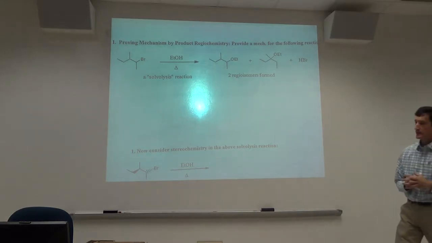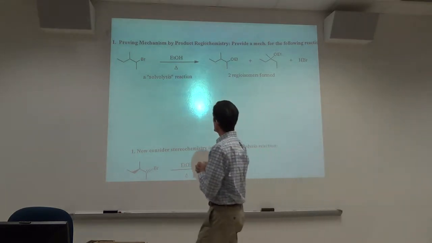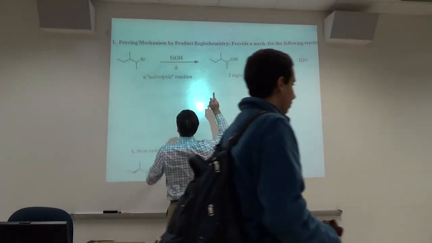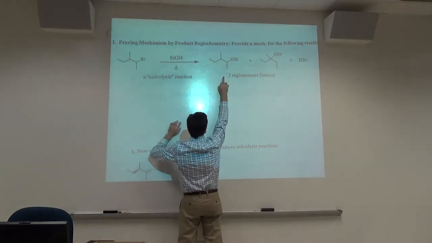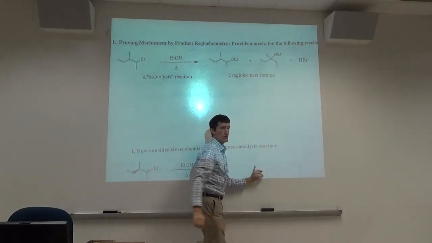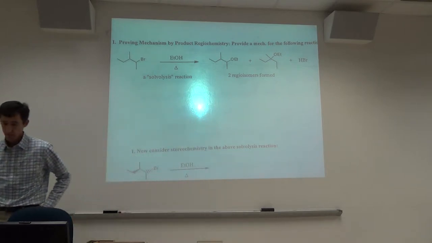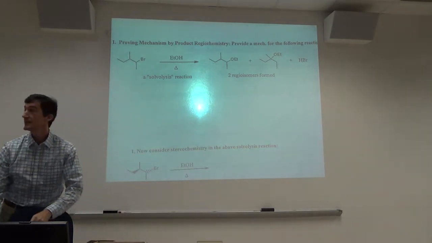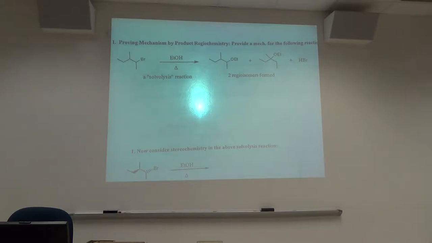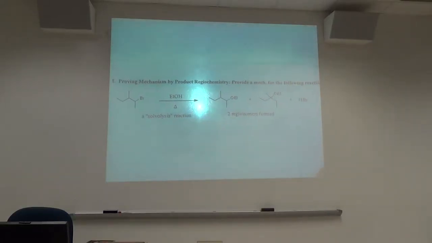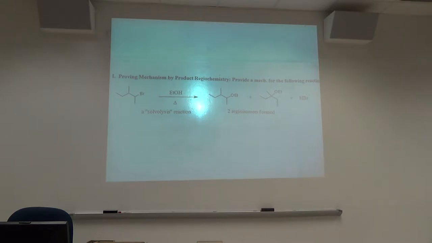We have the O-ethyl now in place of the bromine, but if you look at it, O-ethyl replaced bromine, but over here, how did the O-ethyl get on that carbon? Well, let's look at it. Ethanol, heat. Let's show a mechanism for forming both of these products.